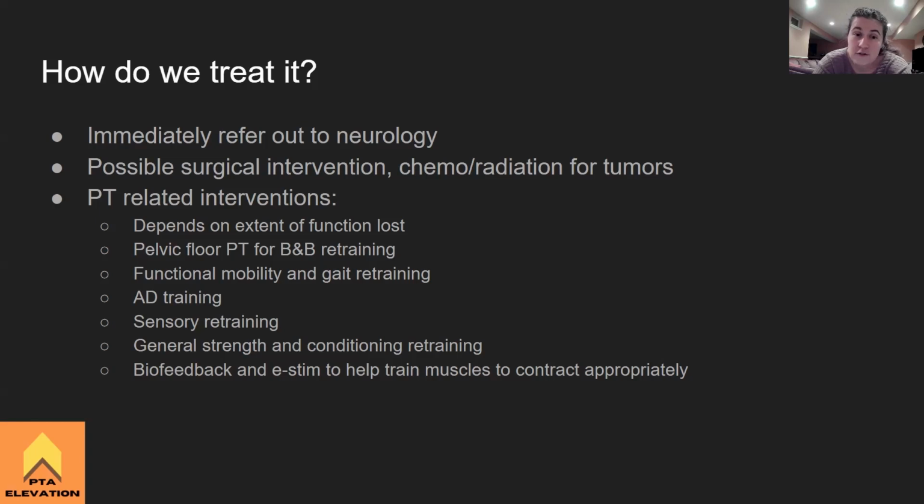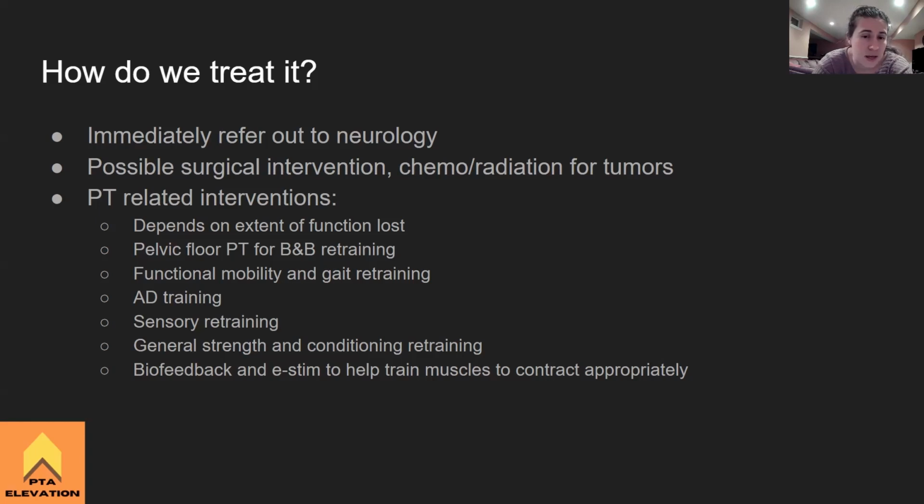PT related interventions for Cauda Equina Syndrome are going to depend on how much function is lost. So it could be the patient's catching it early and they just have some weakness on one side or something like that, or that their hip flexors aren't as strong as they used to be. So we'll just work with what we got.